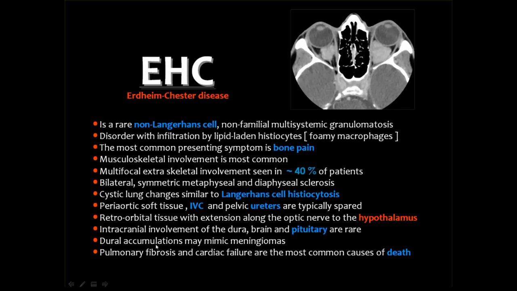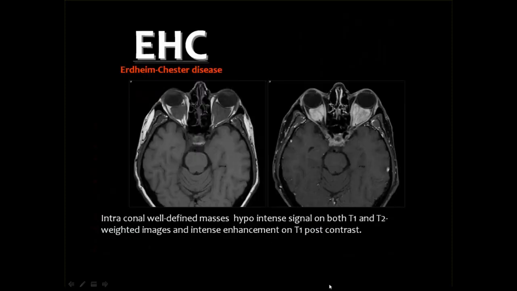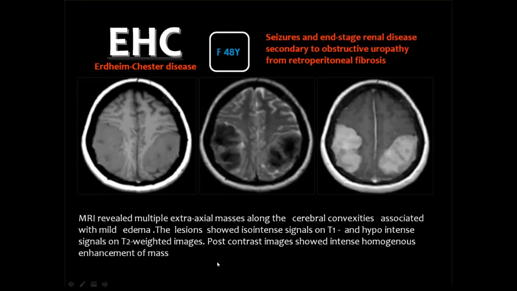Dural accumulations may also mimic a meningioma. This Erdheim-Chester disease is one of the differential diagnoses of meningitis. Pulmonary fibrosis and cardiac failure are the common causes of death in this disease. And on MRI T1 weighted image, you see big masses in the retroorbital area, and if you inject contrast material, you get significant enhancement. And this is also one manifestation of Erdheim-Chester disease.